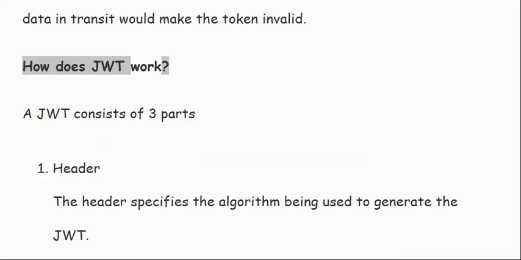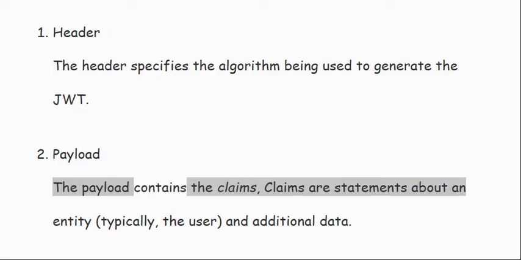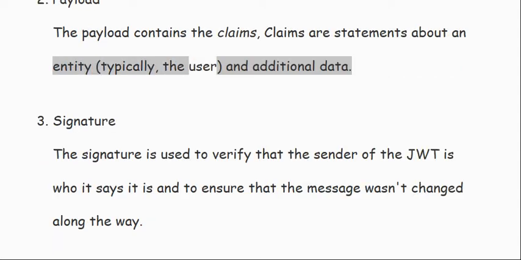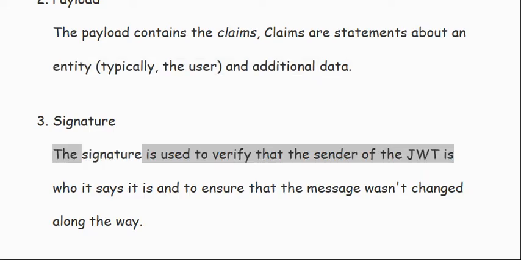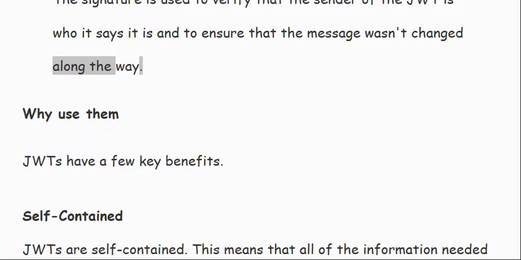How does JWT work? A JWT consists of 3 parts. Header. The header specifies the algorithm being used to generate the JWT. Payload. The payload contains the claims. Claims are statements about an entity, typically the user, and additional data. Signature. The signature is used to verify that the sender of the JWT is who it says it is and to ensure that the message wasn't changed along the way.